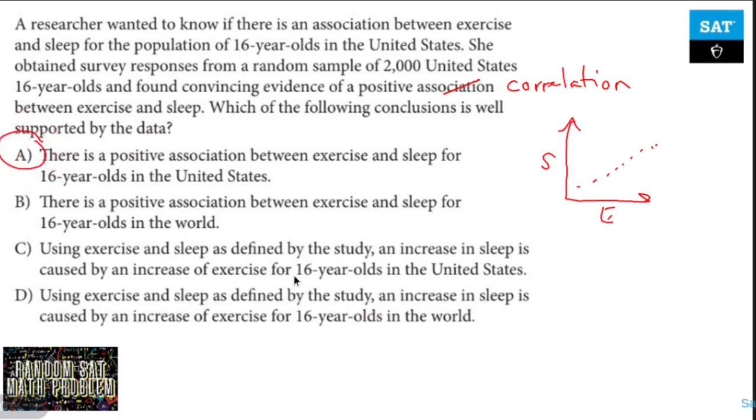That's it. It basically says it. She found convincing evidence of a positive association. So there's a positive association between exercise and sleep. This one doesn't make sense because it talks about the world, not the United States. This one says an increase in sleep is caused by an increase in exercise. Technically, that doesn't mean anything. And the vice versa. This has to do with the world. So yeah, this is a really stupid problem because it gives you the answer, and I guess it just tries to throw you off with words. I don't like it.